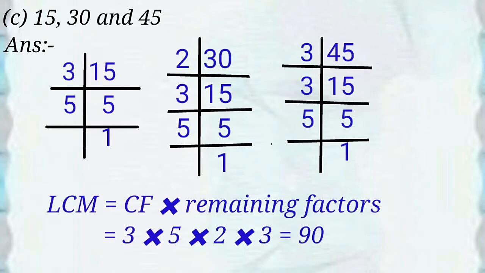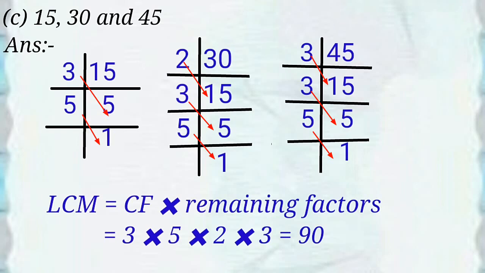C part is 15, 30 and 45. Here prime factors of 15 are 15 divided by 3 gives us 5. 5 divided by 5 gives us 1 at the bottom. Similarly 30. 30 divided by 2 gives us 15. 15 divided by 3 gives us 5. 5 divided by 5 gives us 1 at the bottom.